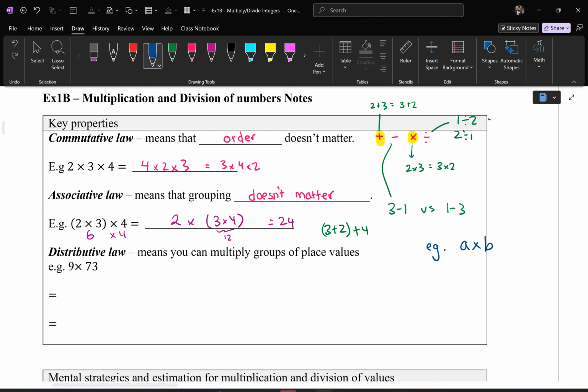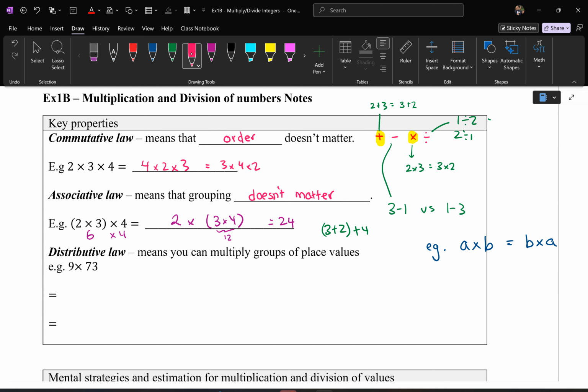A times B. I don't know what A times B is, but what I definitely know is that if I see B times A, it should be the same. Because again, commutative law says order doesn't matter for multiplication. Even though I don't know what the number is for A, I don't know what the number is for B, but I know even if I swap the order, it should still be the same. So you do that when you get to algebra, collecting like terms and sets. Okay?